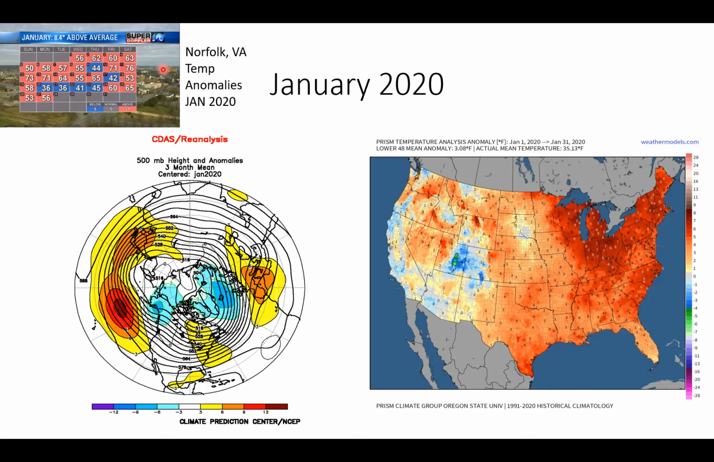I took a look here. This is from Wavy TV, the local news channel. In this small little upper left insert here for Norfolk, Virginia, these are the temp anomalies in January of 2020. The pinkish colors there indicate above normal days. The blue coloring indicates below normal days. So there were 21 above normal high temperature days in January of 2020 for Norfolk, Virginia. There were only 6 below average days. The January mean temperature for Norfolk, Virginia finished 8.4 degrees Fahrenheit above average.